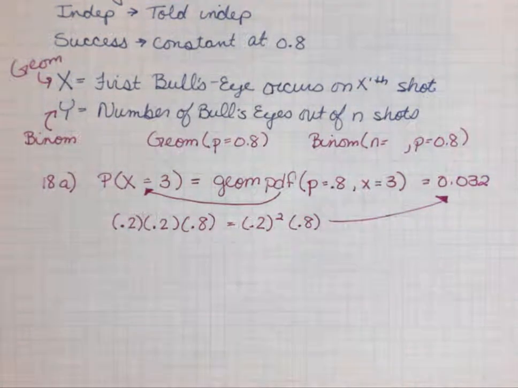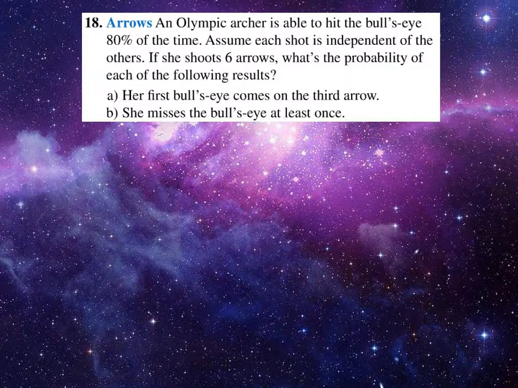All right. The next question says, she misses the bullseye at least once. What type of distribution is that? Not binary. I know where you're going with it. Close. Geometric is go until, looking for the first. So what was the other one? Binomial. Binary is yes or no. I knew you were going there.